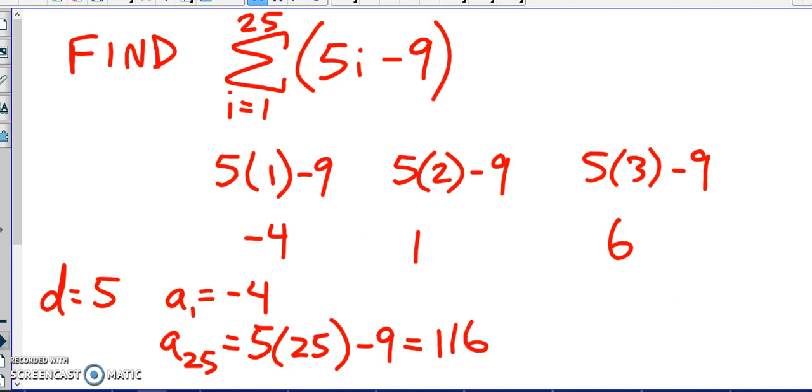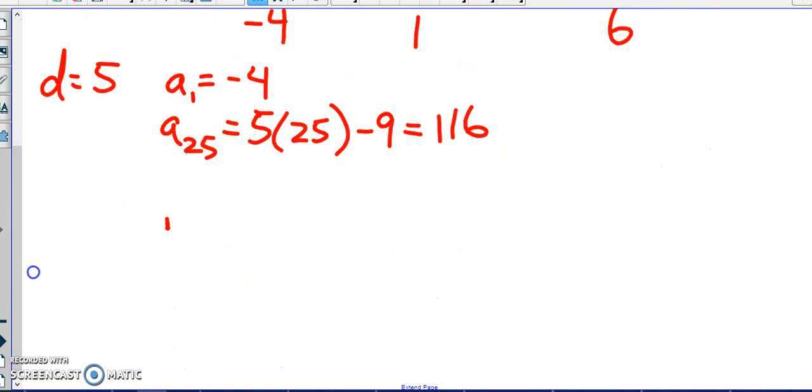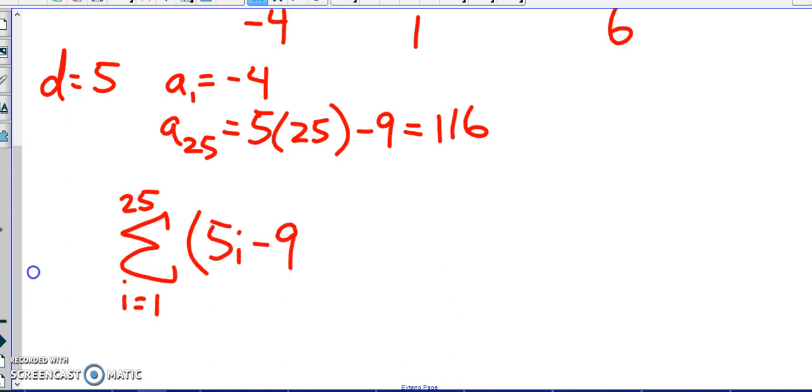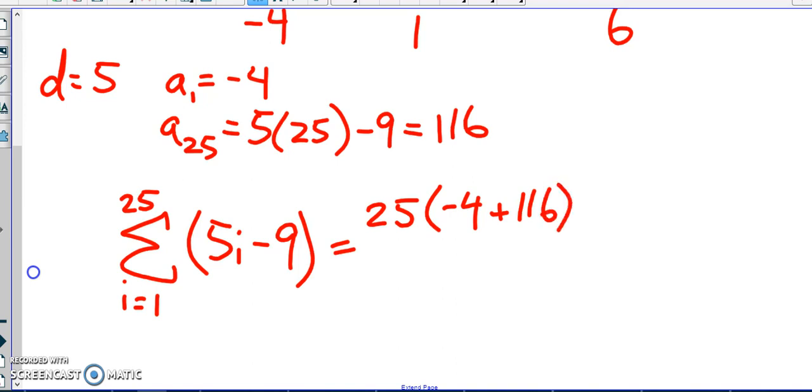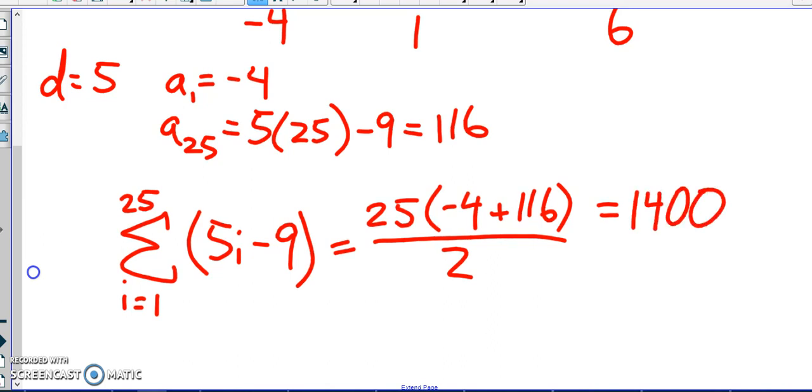So to find this sum, the sum from i equals 1 to 25 of 5i minus 9 is equal to 25 times negative 4 plus 116 divided by 2, which comes out to be 1,400.